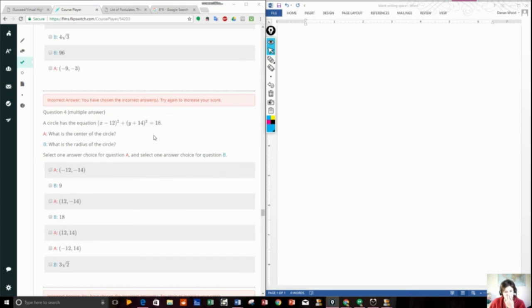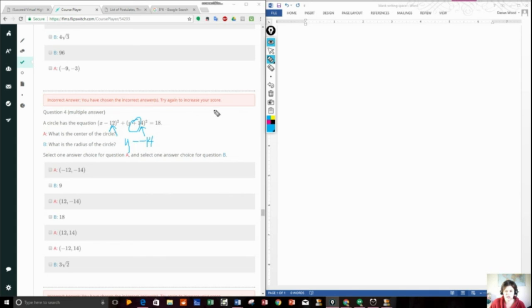A circle has the equation parentheses x minus 12 squared plus parentheses y plus 14 being squared equals 18. A, what is the center of the circle? And B, what is the radius? Okay, well, our center of our circle is located here. h, k, how does this sign become a positive? It happens when we have a double negative, so it had to be like this first.